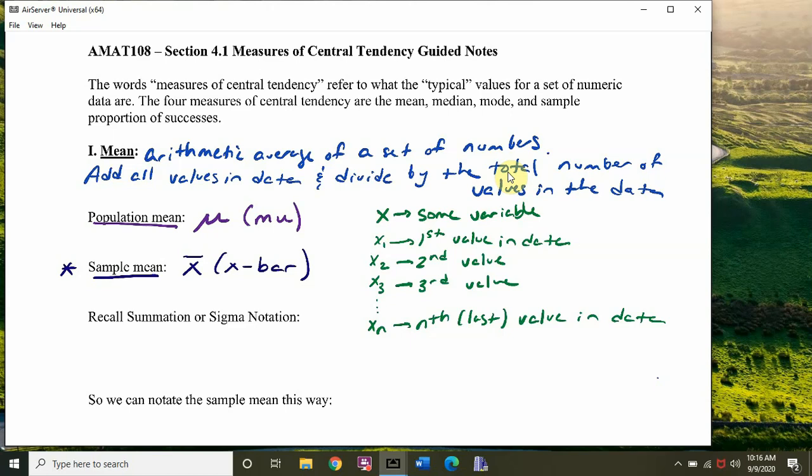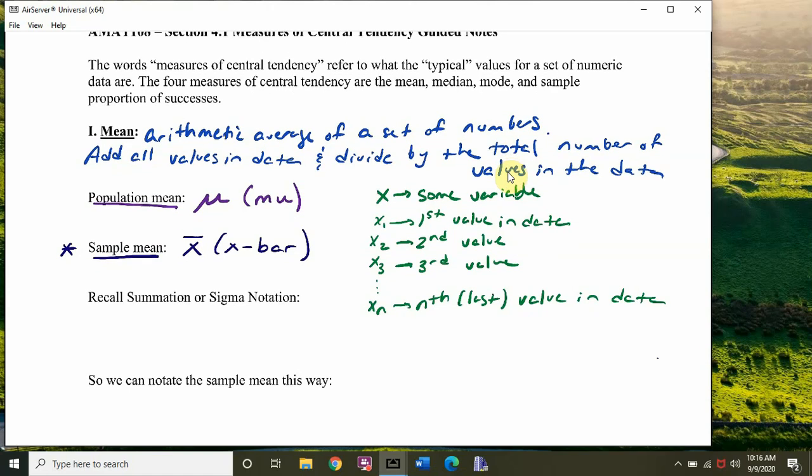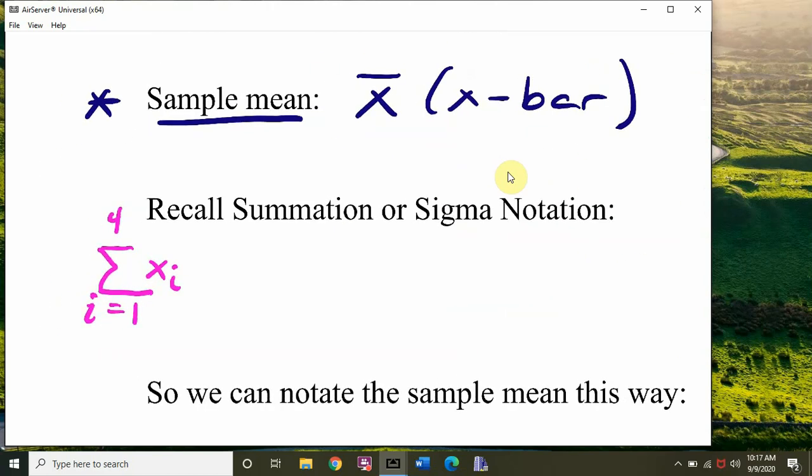Now, using this notation coupled with summation or sigma notation, we can write out the formula for sample mean. I want you to recall sigma notation, also known as summation notation. That's this guy, capital sigma. If I write summation as i goes from 1 to 4 of x sub i, take it back to Algebra 2 for a moment, where you first saw this kind of notation. Basically, summation notation is this symbol right here, and it means we're going to add a bunch of things up.